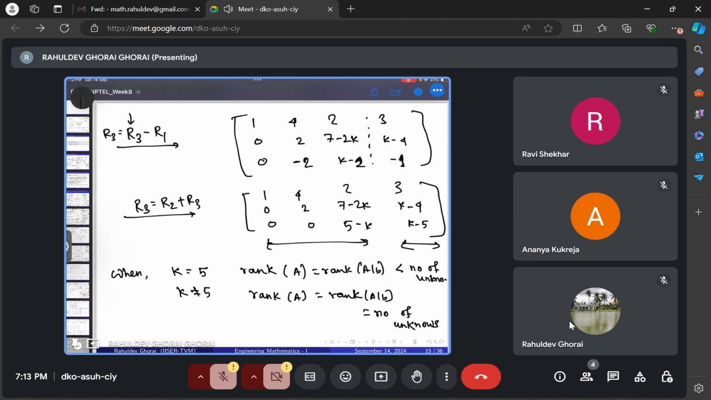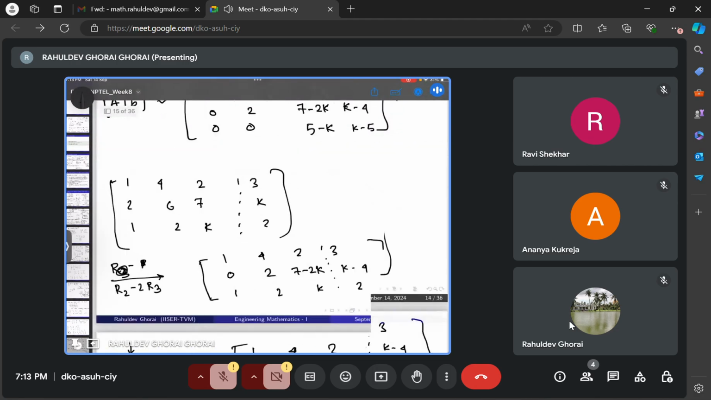So that's why, when k equals 5, actually in both cases the ranks are the same. It is rank of A equal to rank of A augmented B. But in the first case the number of unknowns is 3, so the rank is less than the number of unknowns. That's why only in that case this will have infinitely many solutions. So when k equals 5, this will have infinitely many solutions.